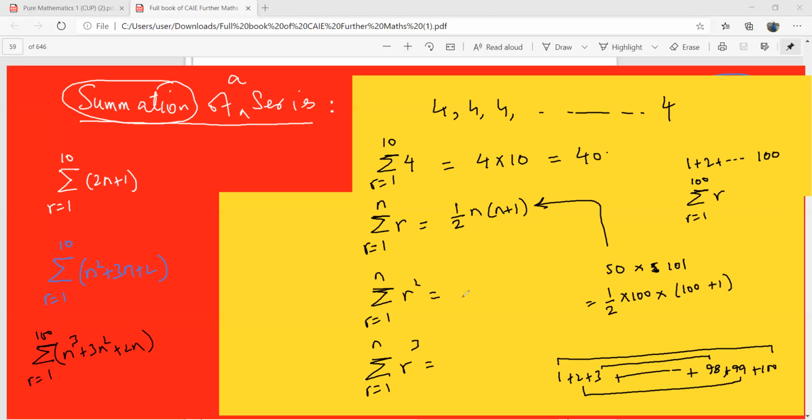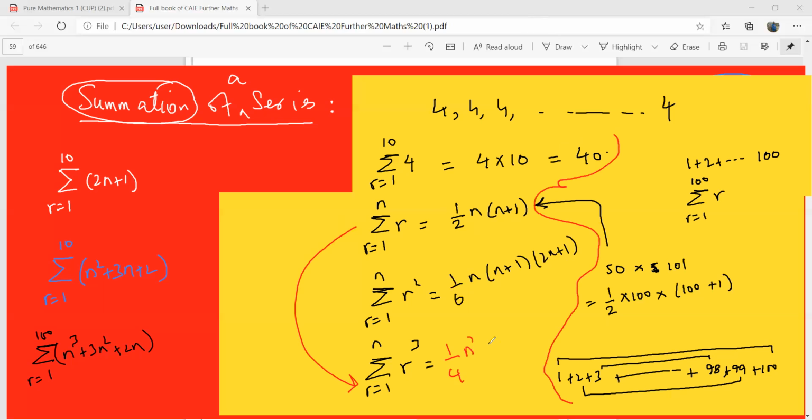So what is the formula for this sigma r square? It is 1 over 6 into n into n plus 1 into 2n plus 1. And then for the last one, it is 1 over 4 into n square into n plus 1 whole square. I think that is the square of this. If you square this, you get this one.